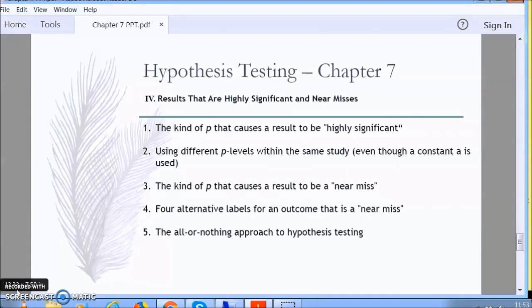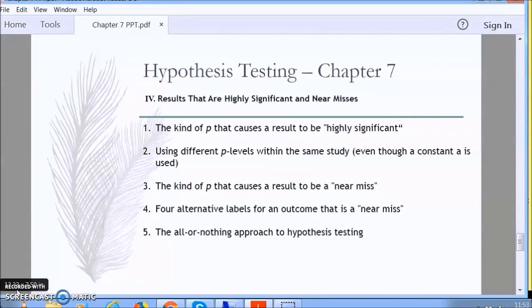So you have 4 different P statements: less than 0.05, less than 0.01, less than 0.005, less than 0.001. They're all connected to the results. So that is another way of talking about the different P levels in the same study, even though a constant alpha is used, as 0.01.